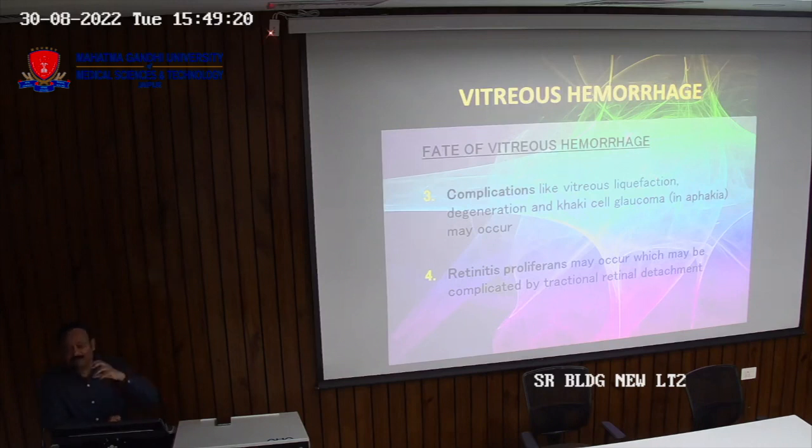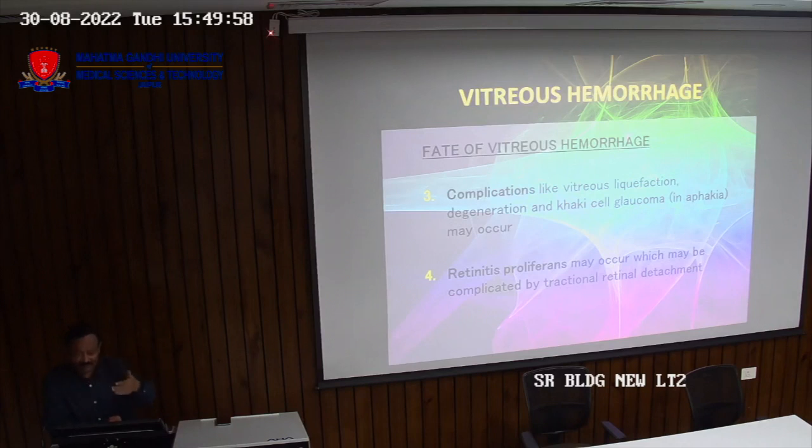And sometimes the cellular debris migrates anteriorly and gets deposited in the angle and other structures, and it can give rise to glaucoma, which is known as ghost cell glaucoma, because when you see, nothing is there, the angle looks open, but if you see gonioscopically, you can see that dehemoglobinized cells lying in the angle, mostly inferiorly again because of gravity, that it gets there and blocks the trabecular meshwork, which gives rise to this. So this is known as ghost cell glaucoma or khaki cell glaucoma.